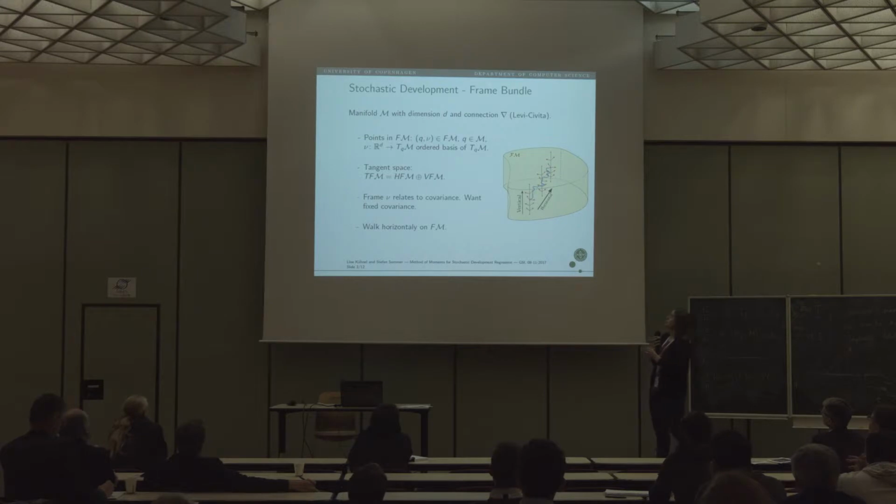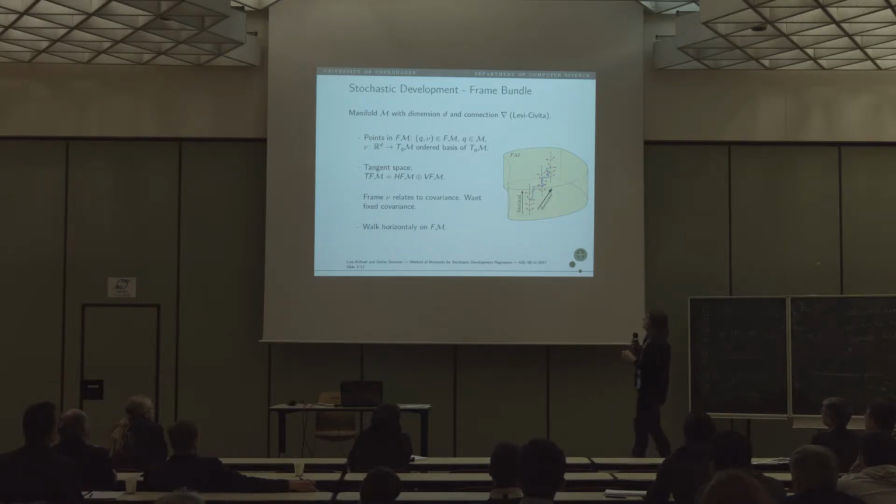So for those of you who are not aware of this frame bundle space, if we have a manifold M with some dimension D and a connection which could be the Levi-Civita connection that I've been using, then a point on the frame bundle is just a tuple of a point on the manifold Q, and then an ordered basis for the tangent space at that point Q. Here, an ordered basis is also called a frame, and hence the name frame bundle space.